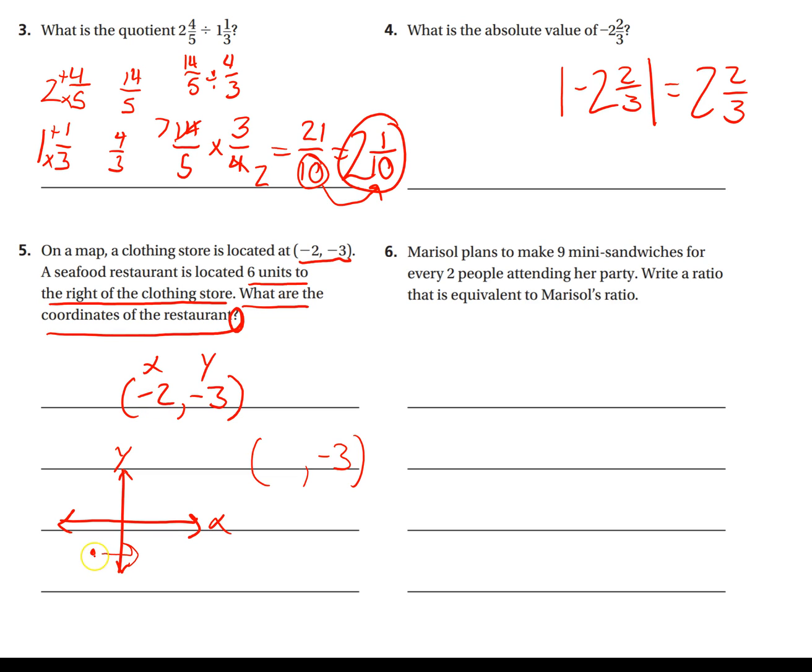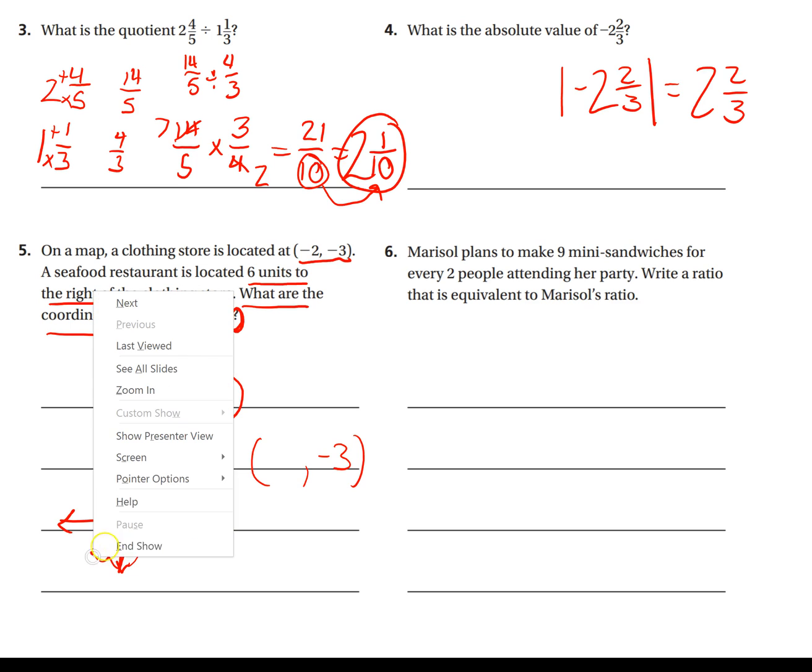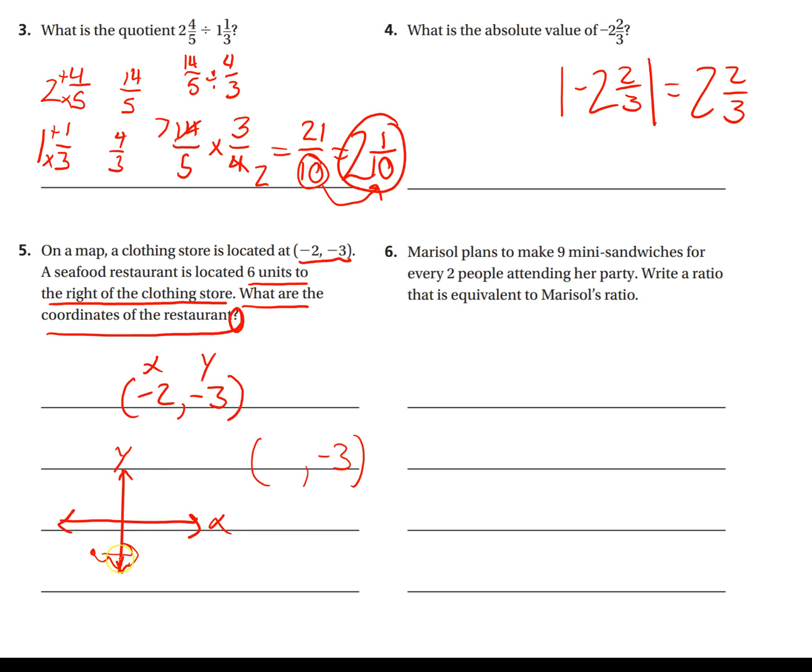So if I went right 2 units, that would put me at 0, right? Because I was -2 to the left. And then I move 2 over, that would put me at 0. And then if I move 4 more over, that would put me at +4. So the coordinates of the seafood restaurant would be 4 and -3.